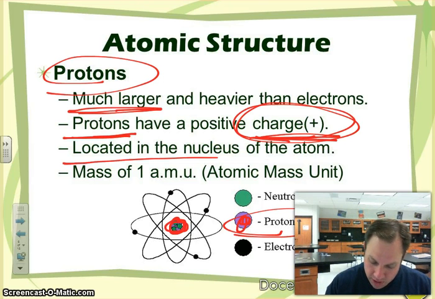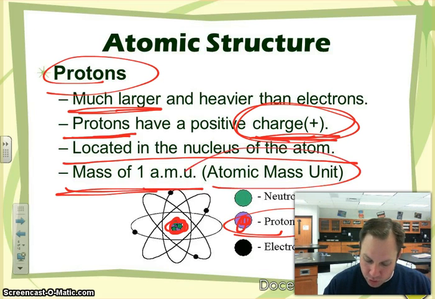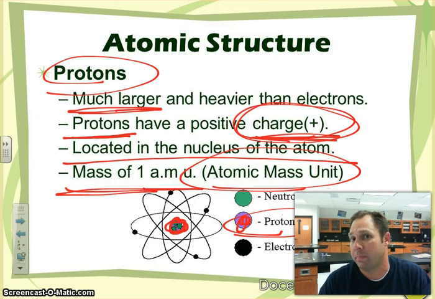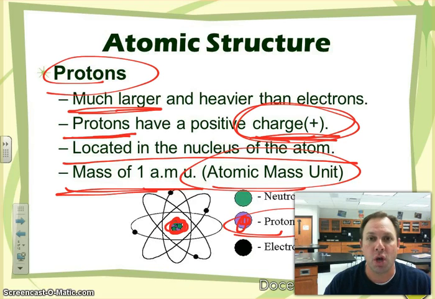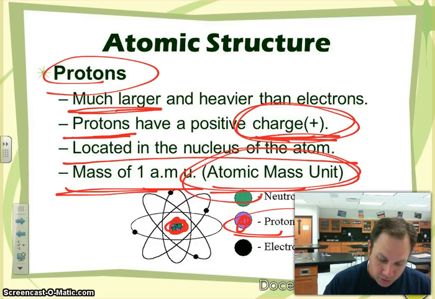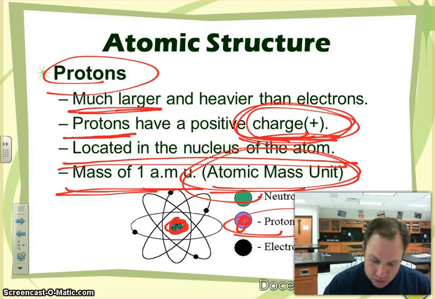Now, as we said, protons are located in the nucleus, and protons have a mass of 1 AMU, which is an atomic mass unit. Now, atoms are so small that we can't measure them using grams. We can't measure them using a triple beam balance or electronic balance. They're so small that they have to have their own special mass unit, and we call that an atomic mass unit. So a proton has a mass of 1 AMU, or atomic mass unit. So protons have a positive charge, are located in the nucleus, and are fairly large compared to electrons.